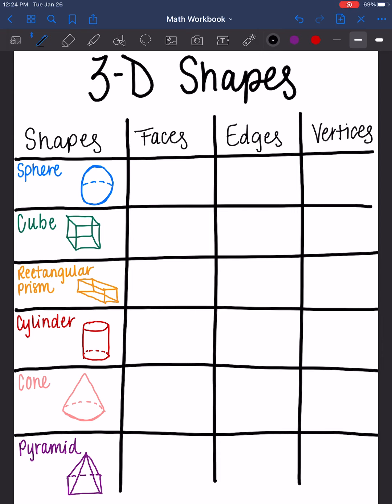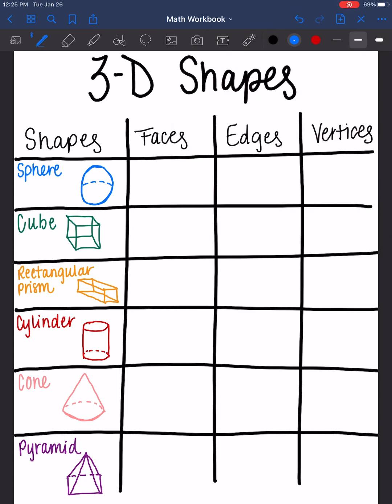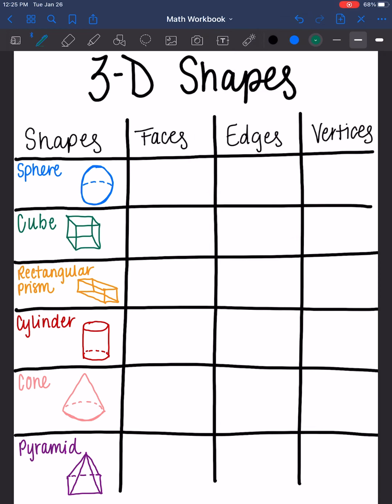So for 3D shapes, we have a sphere, a cube, a rectangular prism, a cylinder, a cone, and a pyramid. Now, the difference between 3D shapes and 2D shapes is that there are 3 different ways that we look at it. There are 3 dimensions to the shape. In 2D shapes, there's only 2 ways to look at a shape, such as we only looked at the sides and the angles. Now with 3D shapes, we look at 3 different things called the faces, edges, and vertices. And we're going to walk through them.